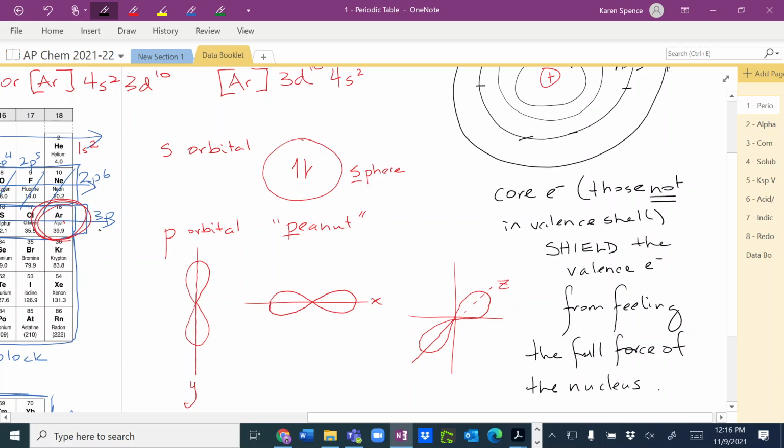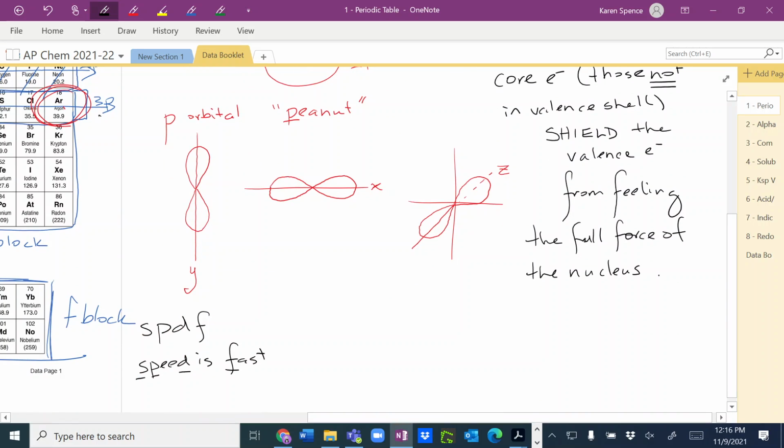Do you guys remember what we call it when we take the nuclear charge and then take away the number of core electrons? You remember doing that? That's Z effective. You guys remember what Z effective stands for? Effective. And what's the Z? Nuclear charge.